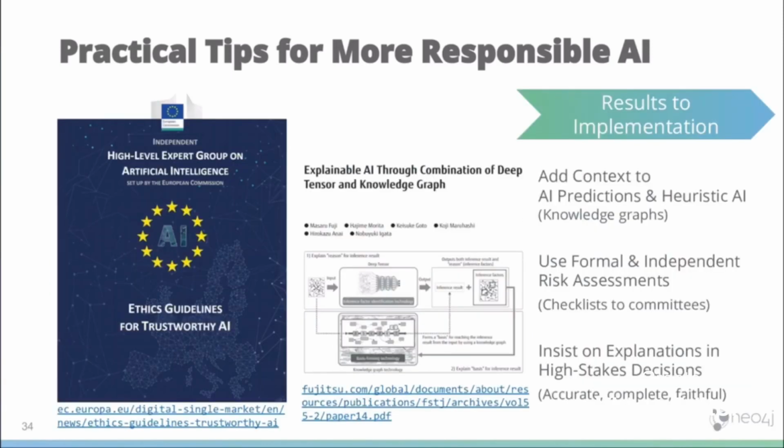So finally, if you're at the point where you're looking at results and thinking about implementing your models, try to add context for the AI itself. You can add knowledge graphs. It's a common thing to do, to use knowledge graphs to have more speed and accuracy for heuristic AI. An example of that would be a chatbot for shopping.